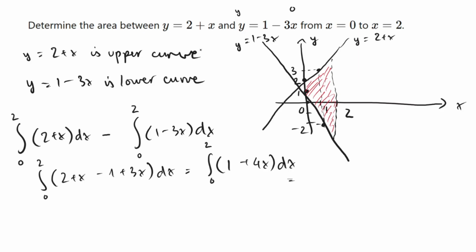And this equals, you take the antiderivative of 1 plus 4x. The antiderivative of 1 is x, and the antiderivative of 4x is 2x squared, from 0 to 2. And this equals 2 plus 2 times 2 squared, which is 2 plus 8, and that's 10. So the area between these two curves equals 10.